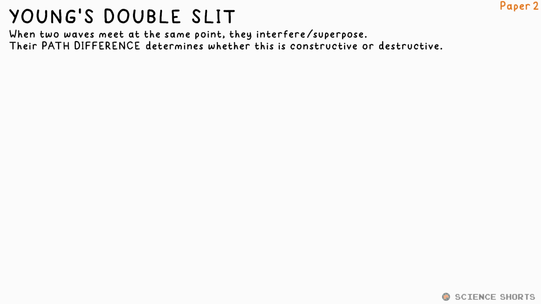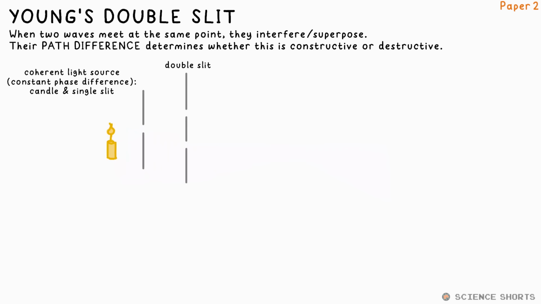Even if waves aren't traveling in opposite directions, they can still interfere when they meet. Thomas Young put a thin slit next to a candle to first ensure that the light used for the experiment was coherent. That means it has a constant phase difference, basically just means it's in phase. This light then passes through a double slit. The result was bright and dark fringes appearing on the screen. We call these maxima and minima.